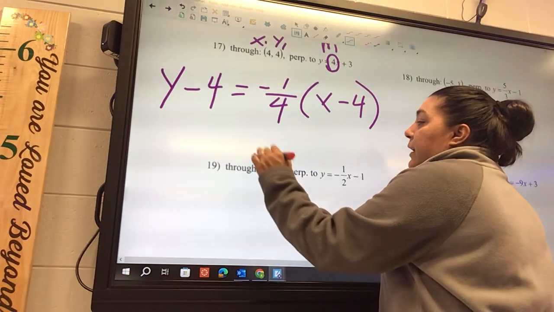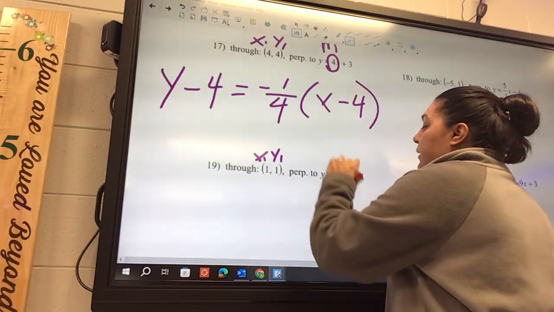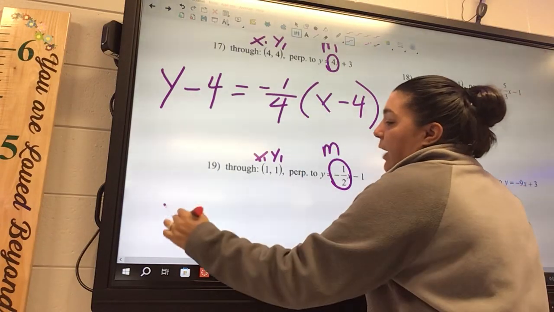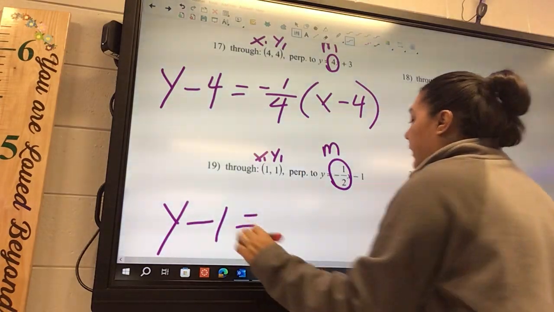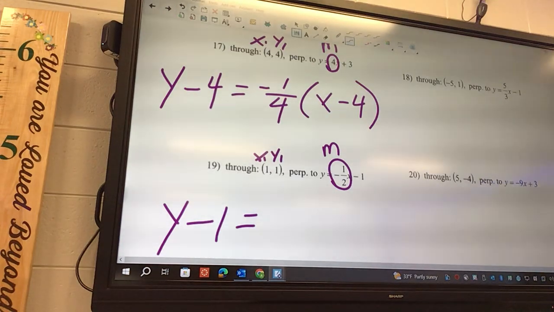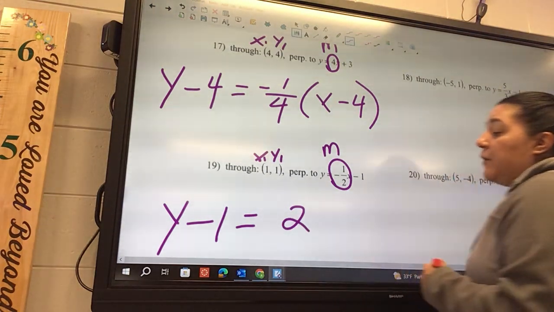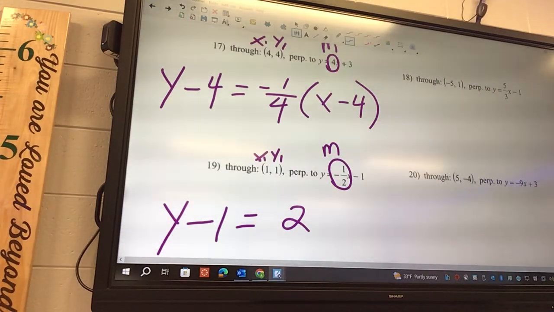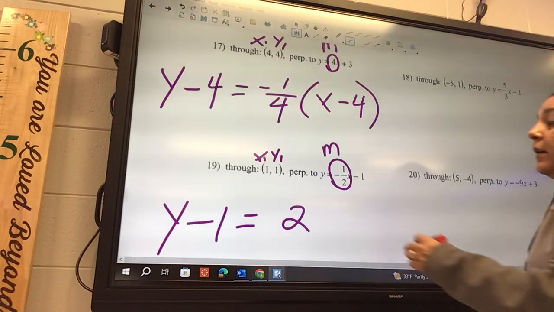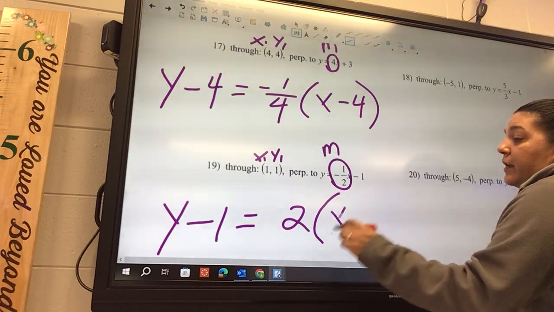And last one, 19, x1, y1, and this is my m. So I got y minus 1 equals, I need to flip it, so what's the new slope going to be? 2/1, which is really just 2. However, if you write 2/1, I'm not going to mark it off, but you do need to just put 2. And then is it going to be positive or negative? Positive, x minus 1.